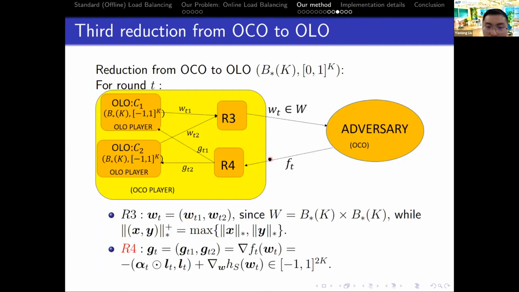And the reduction is also shown in this graph. And the player of OCO is actually composed of two separated OLO players and two transformers. And of course, at round T, firstly, OLO C1 and C2 give their predictions WT1 and WT2, and then they send them to the transformer R3. R3 composes them together as the prediction of OCO to the adversary.